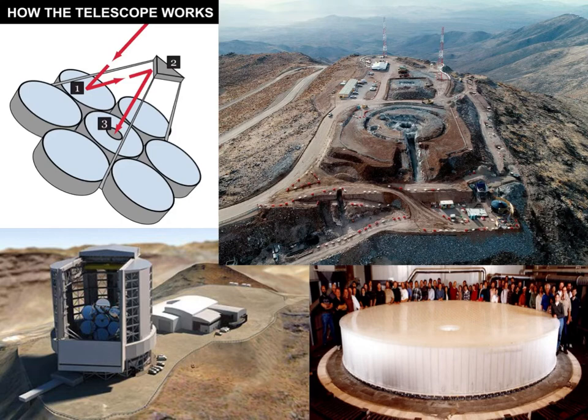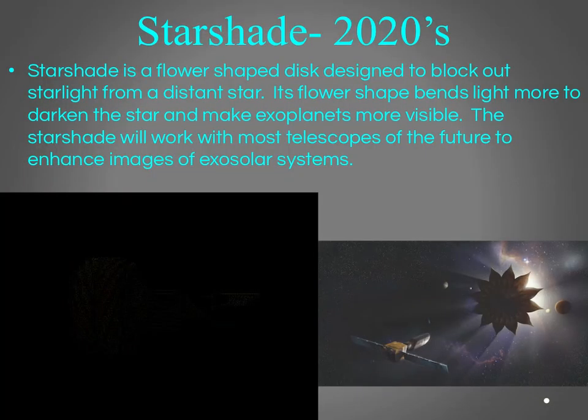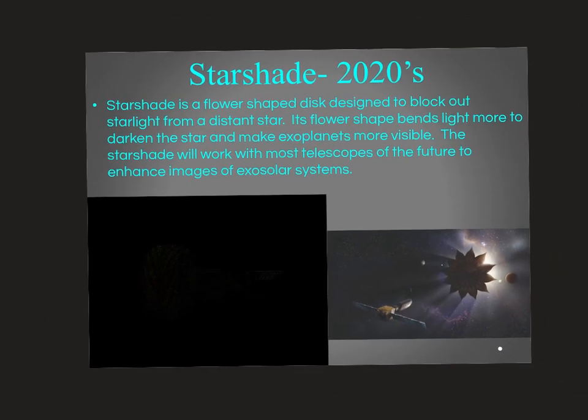Okay, here's the building of the Giant Magellan. And Starshade in the 2020s. So if you ever try to look at something at night, you notice you have a lot of light pollution if you live in San Antonio. So you go out to the countryside, you can see really well, right? Well, if you get rid of all that pesky light, if you had a way to block it, all of a sudden you can see really well.